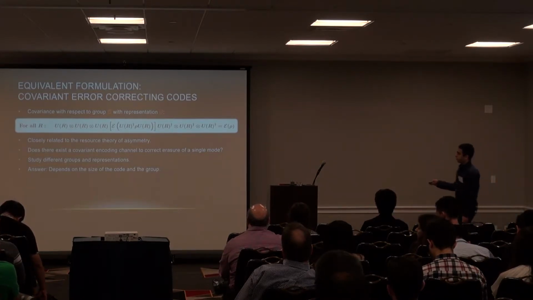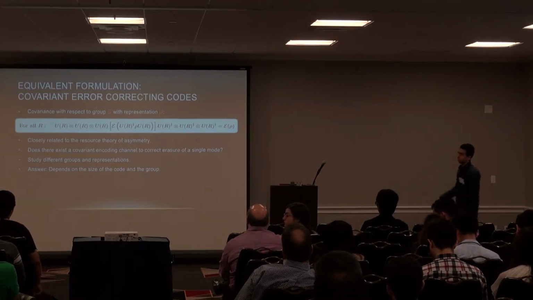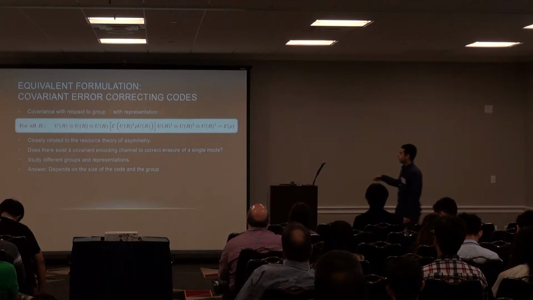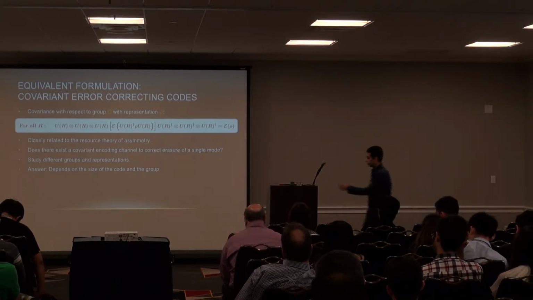And now my question is that does there exist a covariant encoding channel that can correct a ratio of a single mode? A 1-to-n encoding can correct a ratio of a single mode. And as we will see, this answer will depend on the size of the code and the group.